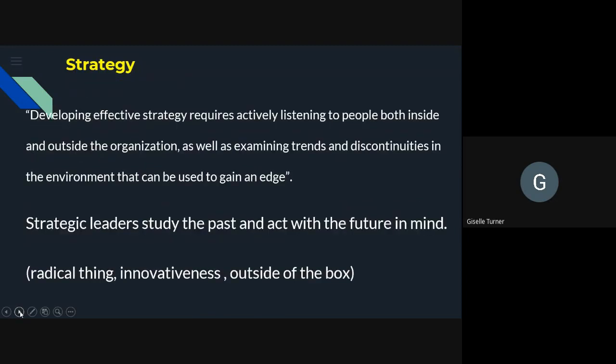So, developing effective strategy requires actively listening to people both inside and outside the organization, as well as examining trends and discontinuities in the environment that can be used to gain an edge. So, as a strategic leader, you need to study the past, things that happened already, and you act with the future in mind. So it will involve some radical thinking, sometimes a great deal of innovativeness, and sometimes you generally would have to think outside of the box. Next slide, please.